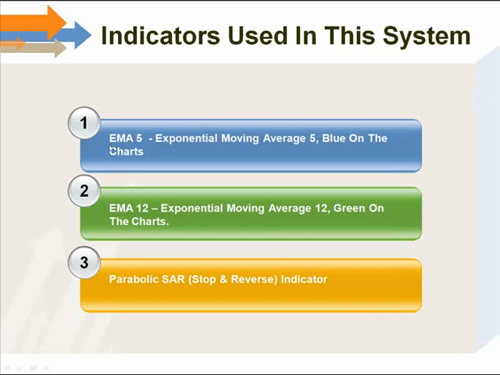We're going to add an EMA 5, or an exponential moving average 5 period. We'll make this one blue on the charts. Then we're going to add an EMA 12, an exponential moving average 12 period, and we'll make this one green. And then finally we're going to add a parabolic SAR, or stop and reverse indicator, and that will be the last indicator we add to the charts.